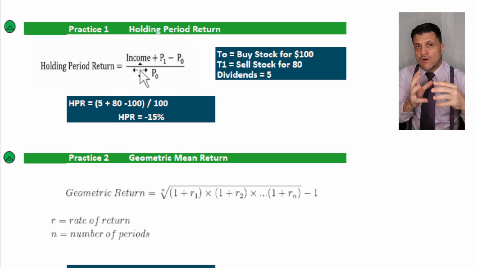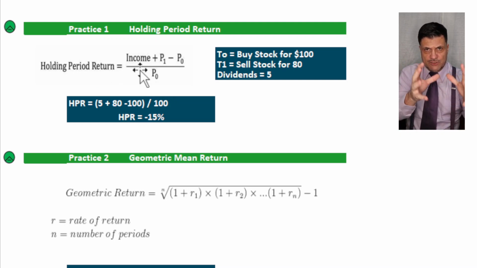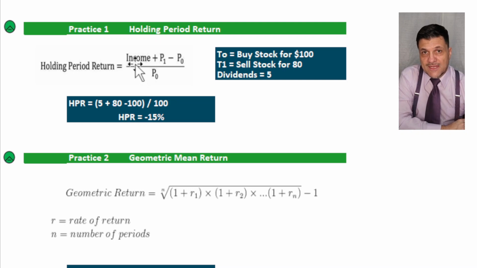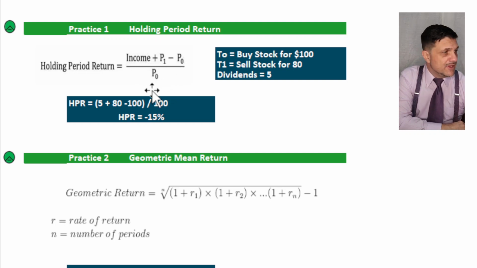Add all the income that you made, put it there. If you use a stock, think about dividends. All the dividends you made during that period that you held the stock, plus how much you sold the stock for, minus how much you paid, divided by how much you paid. That's your holding period return. That's very intuitive for me, so I imagine for you as well. Let's see the example. At T0, you bought the stock for 100. At T1, you sold the stock for 80, so you lost some money here, huh?